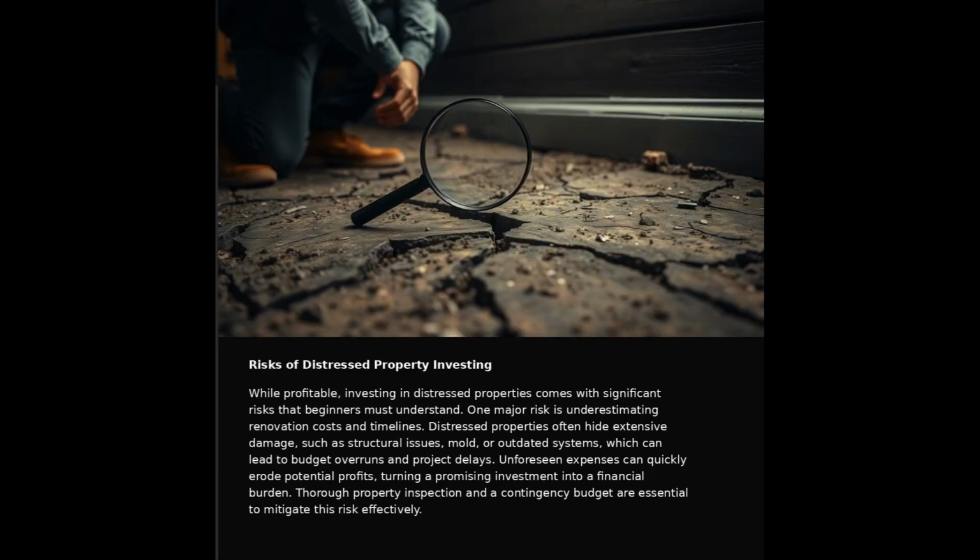Risks of distressed property investing. While profitable, investing in distressed properties comes with significant risks that beginners must understand. One major risk is underestimating renovation costs and timelines. Distressed properties often hide extensive damage, such as structural issues, mold, or outdated systems, which can lead to budget overruns and project delays. Unforeseen expenses can quickly erode potential profits, turning a promising investment into a financial burden. Thorough property inspection and a contingency budget are essential to mitigate this risk effectively.